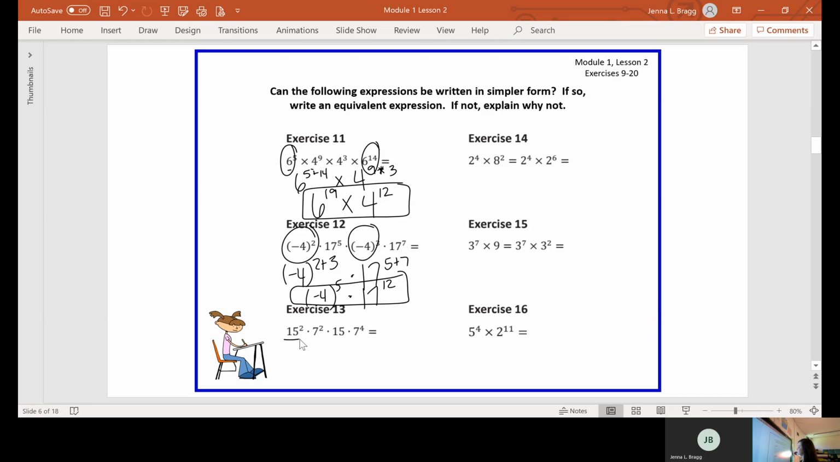Exercise 13, my bases that are the same are the 15s. This 15 does not have an exponent. If there is no exponent and there's only one 15, then you know that your exponent is 1. So when I add my exponents for 15, I add 2 plus 1. For my base of 7, I add 2 plus 4. And my final result is 15 to the 3rd times 7 to the 6th.